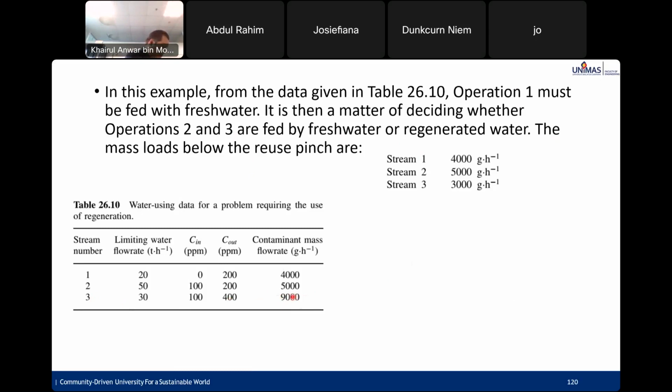Referring back to 26.46, above the pinch, we have 6,000 MC. So 9,000 minus 6,000 is 3,000. That's how they come up with this value.